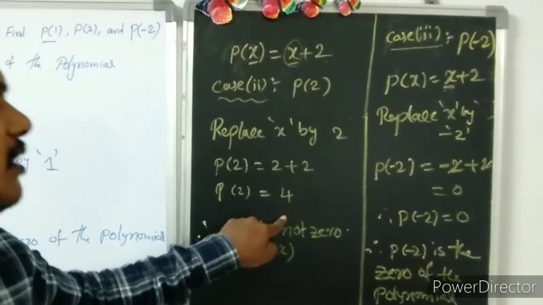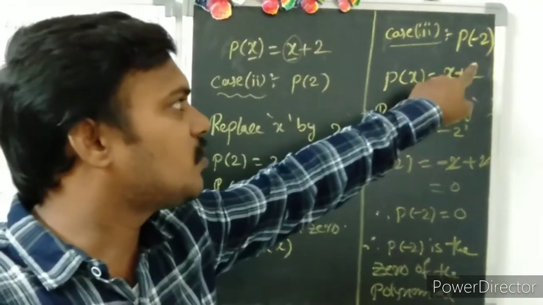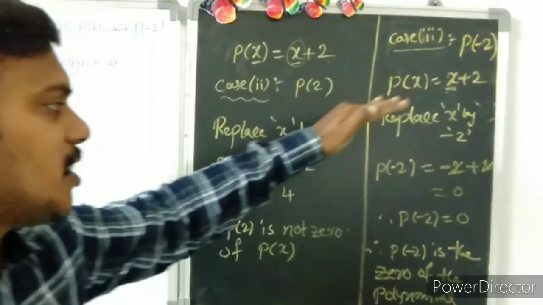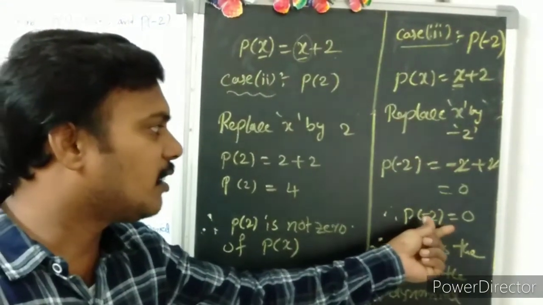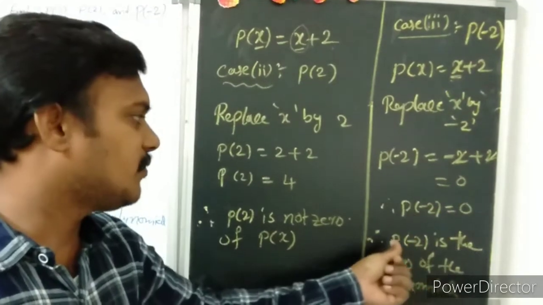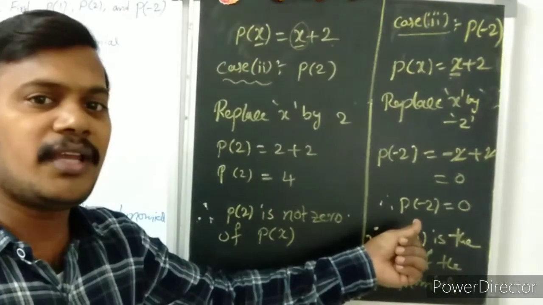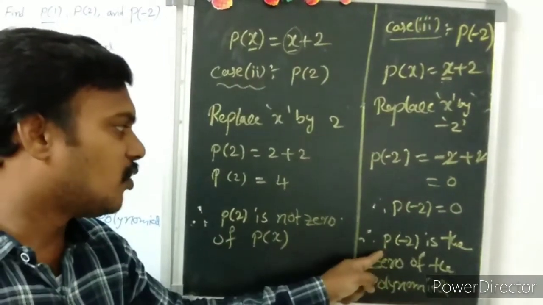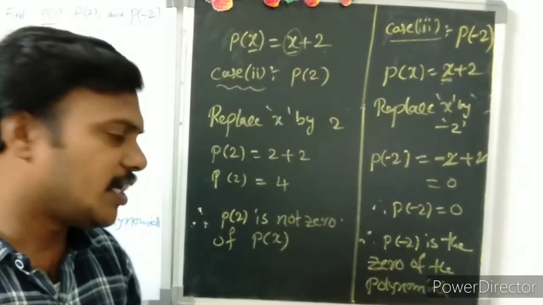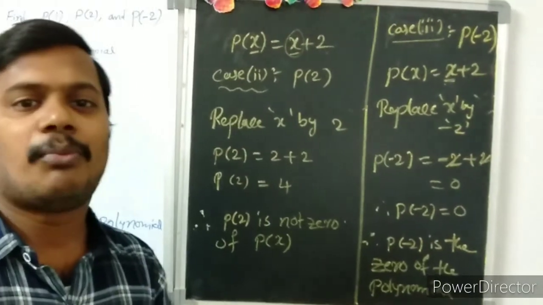Coming to p of minus 2, the value of the polynomial is equal to 0. So that is why the value of the polynomial is equal to 0. Therefore p of minus 2 is a zero of the polynomial.